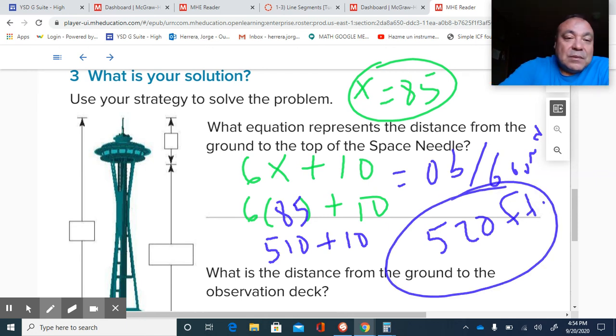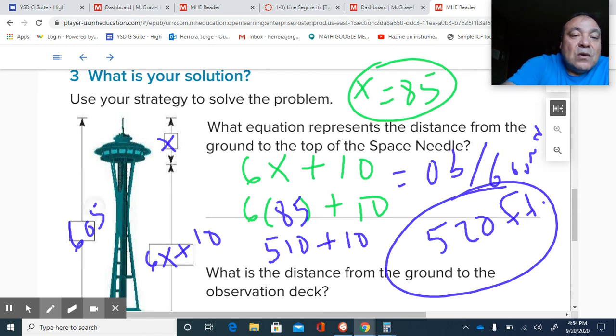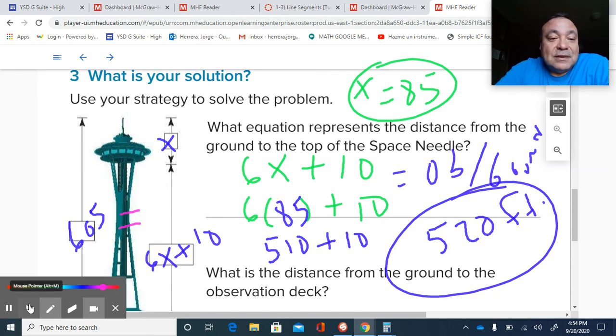Okay, keep that in mind. We figured that's x. This was 6x plus 10, and we had that this equals 605. We set that equal to that, and that's how we were able to figure out the math. Okay, I hope you got it because it was interesting. I like it. I really like it. Piece of cake.